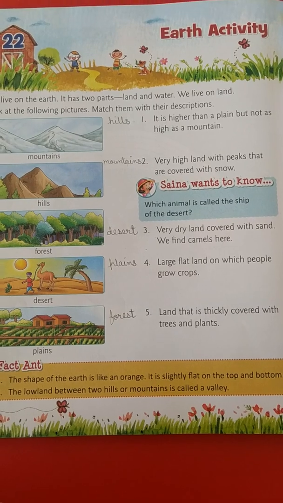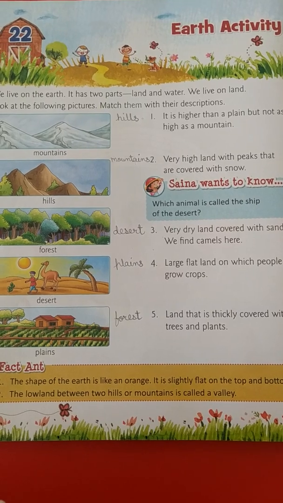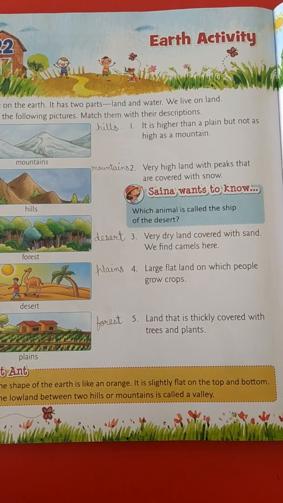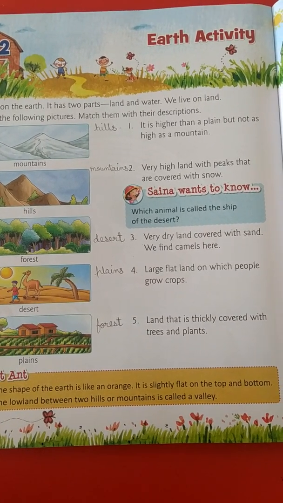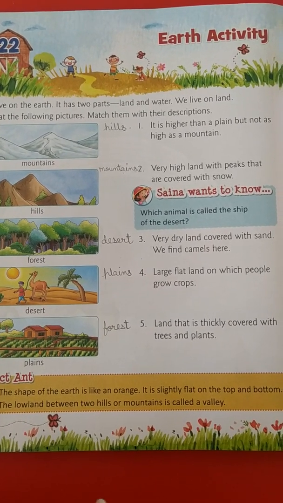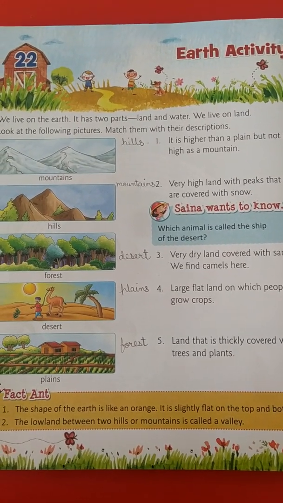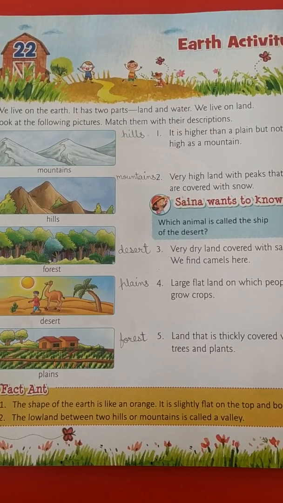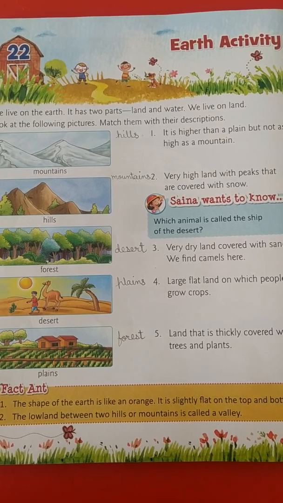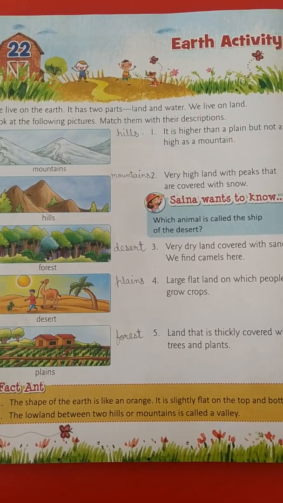Number 3, very dry land covered with sand, and we find camels over here. See, this is a very dry land. It only has sand everywhere. And we can see the camels over here. When we visit this place, we will find camels over there. So which place is it? It is a desert. As you all know, desert is a dry area. Desert is covered with sand. And normally when we go to a desert, we find a lot of camels over there.